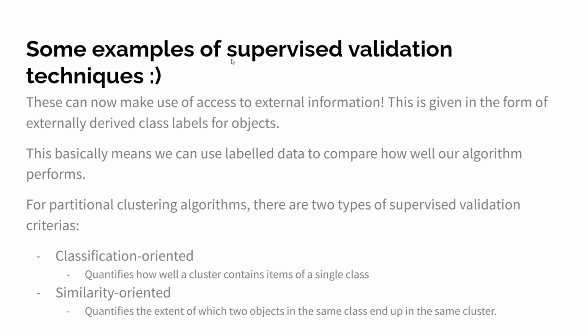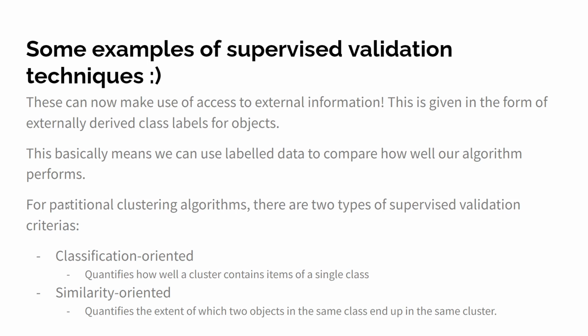Okay, so there we were looking at unsupervised validation techniques, so that's no external information. Now we're going to look at supervised validation techniques, where we can have access to external information, and we give this in the form of class labels. So class labels is basically saying, here's our data, behind the scenes we've got this extra information, and we already know what the clusters should be, but we're not going to give that to the algorithm. The algorithm's going to try to work it out on its own, and then afterwards we can compare it with our already known information. This is supervised because we've got labeled data here, so we can use labeled data to compare how well our algorithm performs.